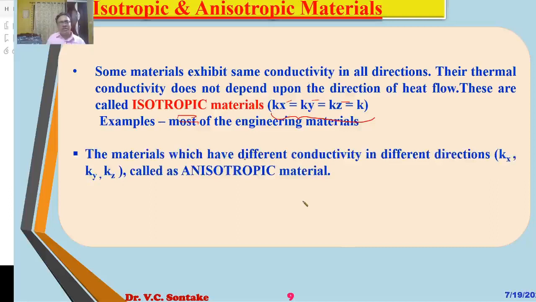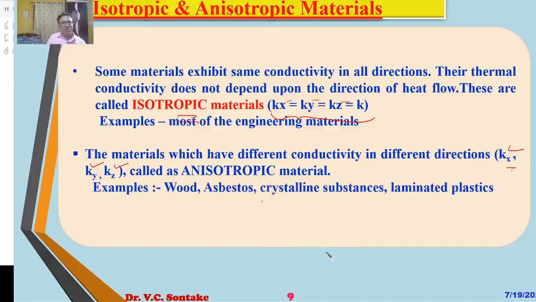Then come anisotropic materials. The materials whose thermal conductivity varies with reference to the direction of heat flow are called anisotropic materials. So their thermal conductivity will be different in different directions. Kx will be different, Ky will be different, Kz will be different. Examples of these materials are wood, asbestos, some crystalline substances, laminated plastics, and laminated metals.